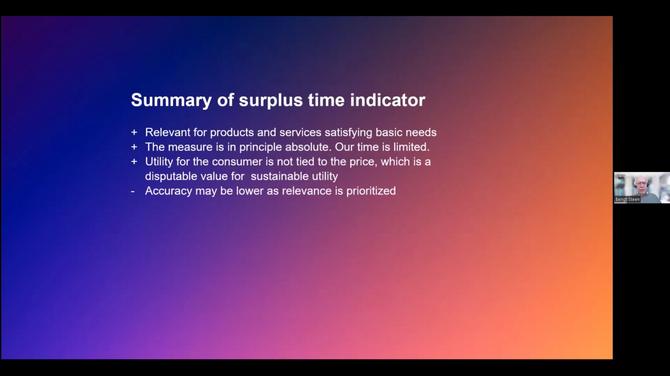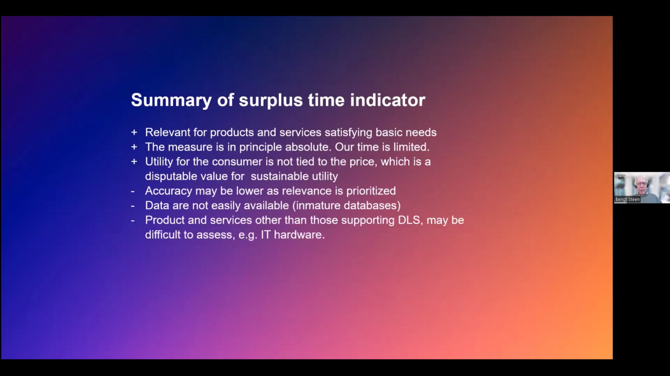And accuracy is, of course, lower because this is a new method and we don't have the data. There are no databases on this. Products and services other than those supporting a decent living standard may be difficult to assess. For instance, IT hardware. It's a long way between IT hardware and basic needs satisfaction. But I think this is something interesting to look into further.